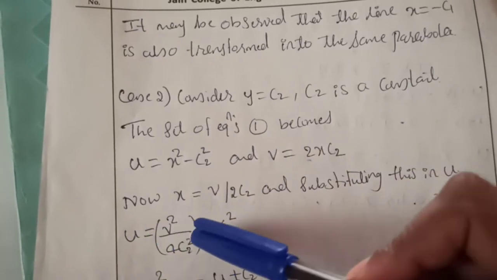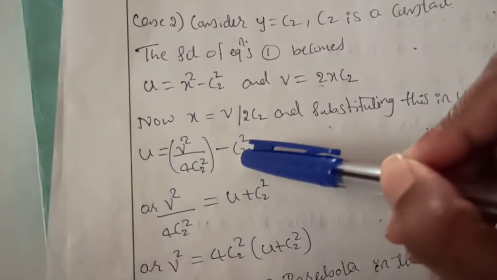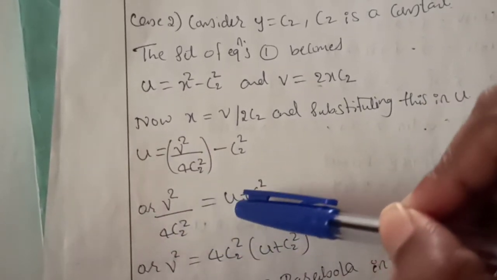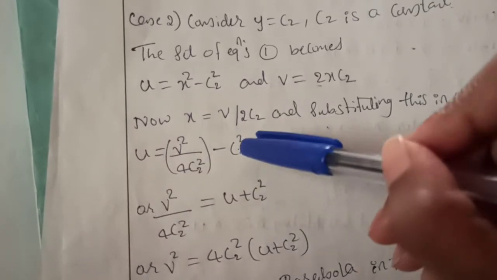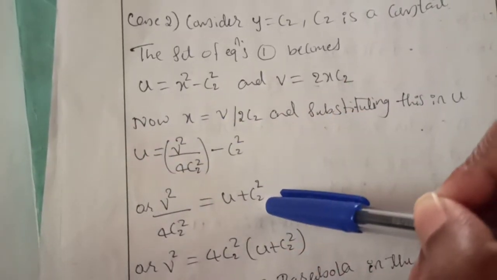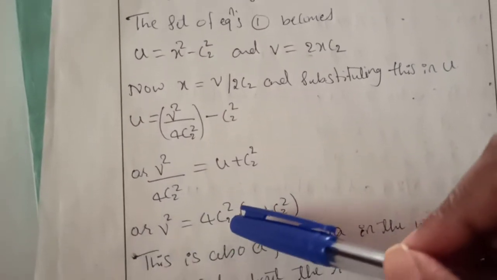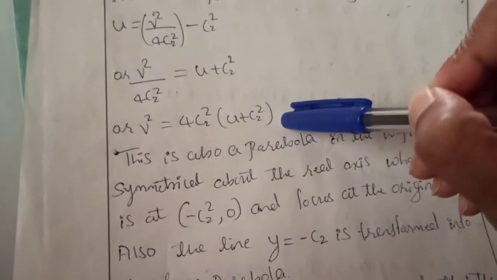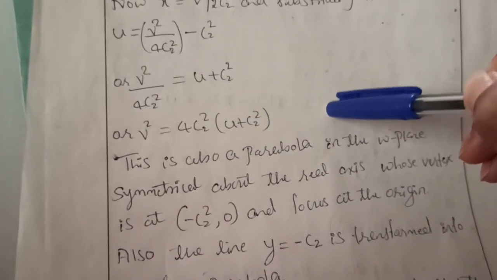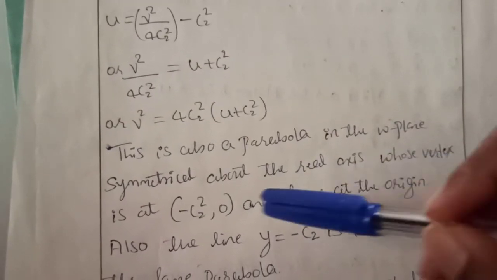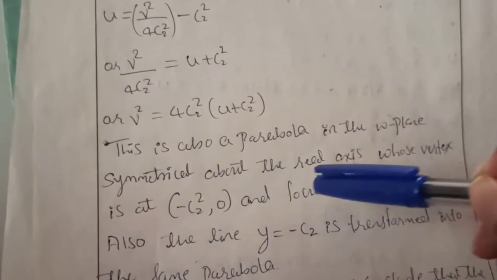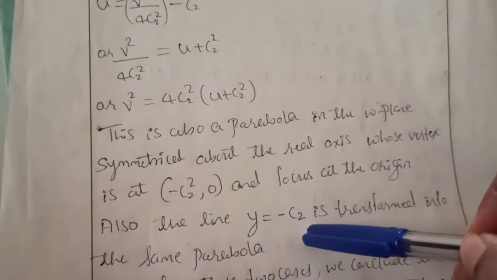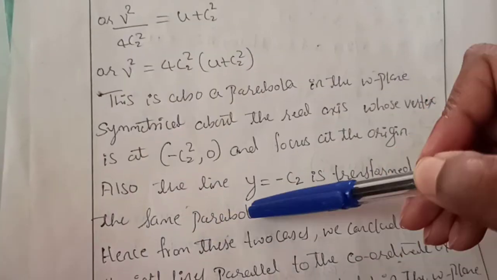So u is equal to v square divided by 4c2 square minus c2 square, or it can be written as v square divided by 4c2 square is equal to u plus c2 square. Here I have shifted this minus c2 square to this side, so it will become a plus. We can write v square is equal to 4c2 square into u plus c2 square. If you observe this equation, this also represents a parabola, symmetrical about the real axis whose vertex is at minus c2 square comma 0 and the focus at the origin. Also, if we consider the line y is equal to minus c2, this is also transformed into the same parabola.